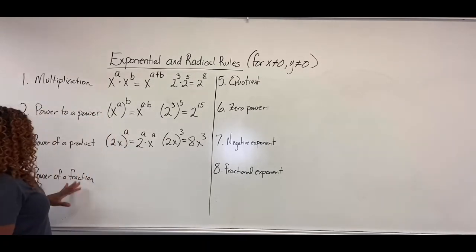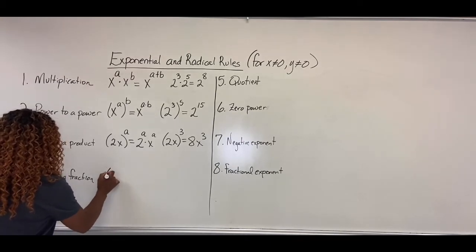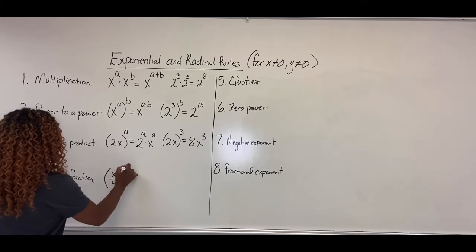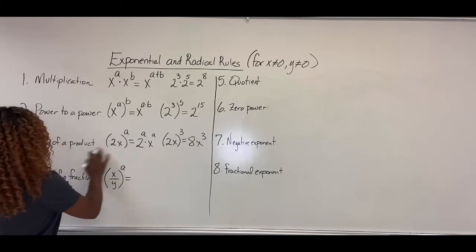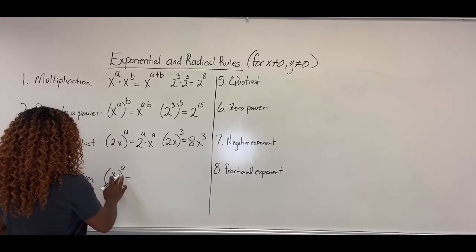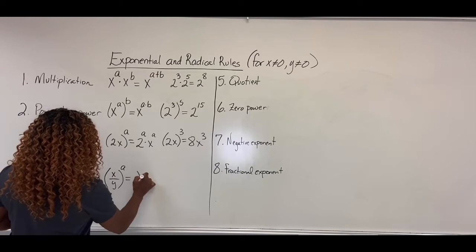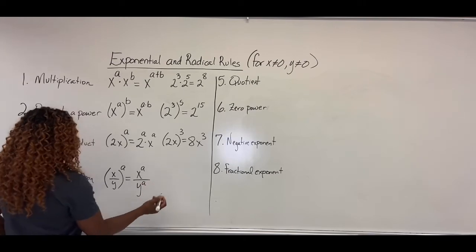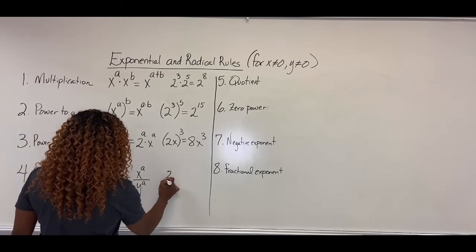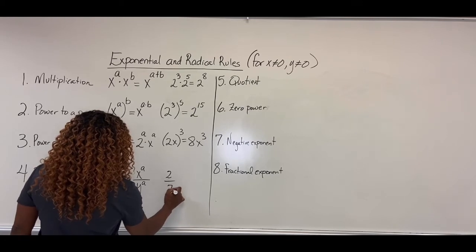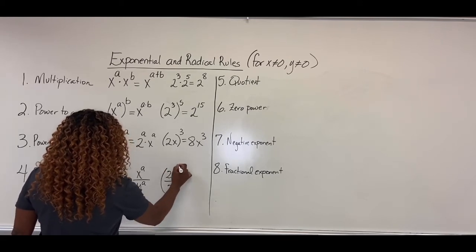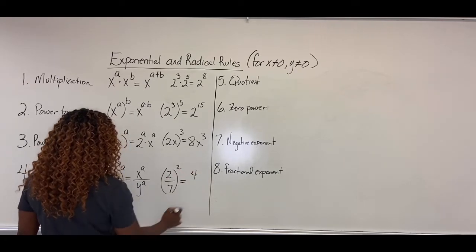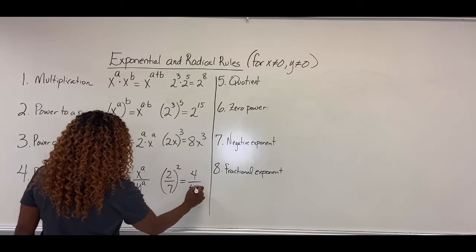A power of a fraction. Let's say we've got the fraction x over y to the a power. This is similar to the power of a product in that each of the values get the exponent. This will become x raised to the a power over y raised to the a power. An example of that, let's say we got 2/7. This fraction raised to the second power. Well, we'd have 2 to the second power, which is 4. 2 squared is 4. 7 to the second power would become 49.